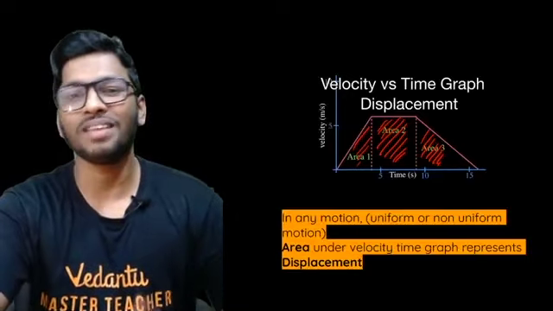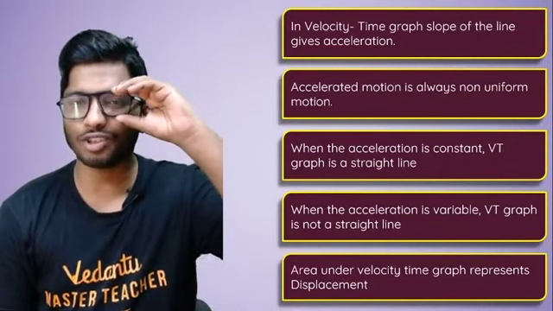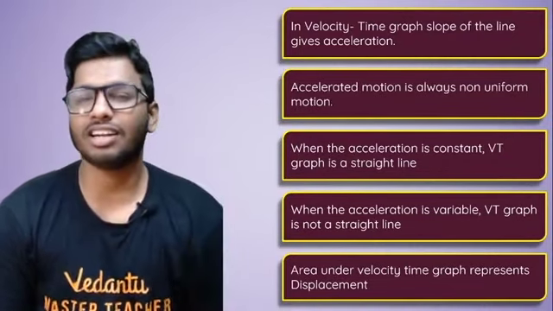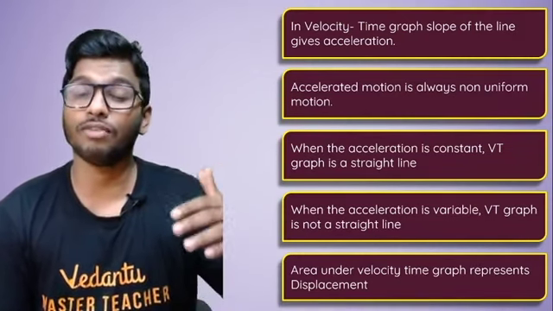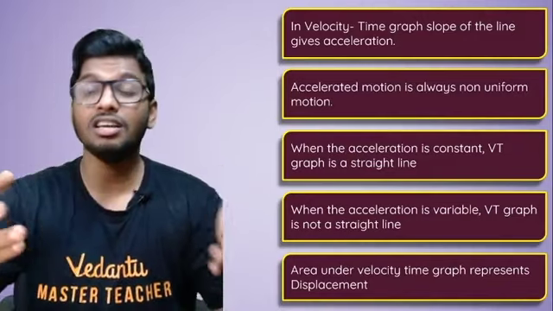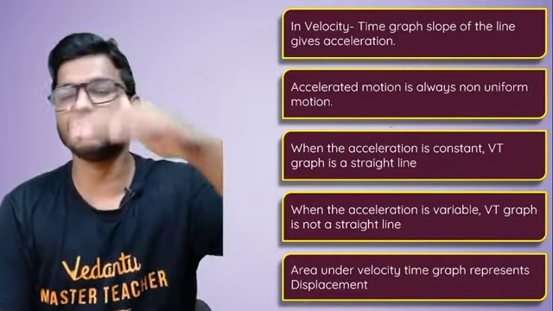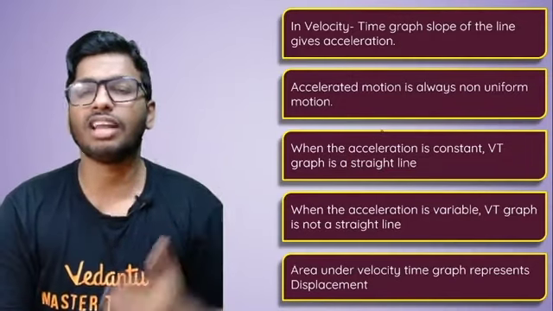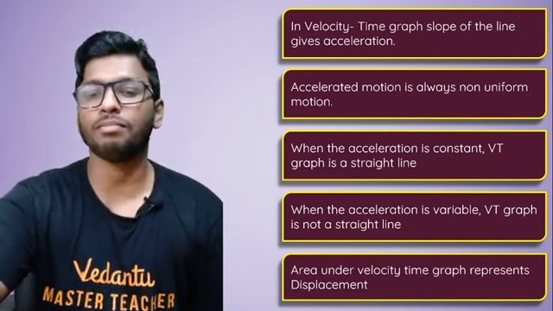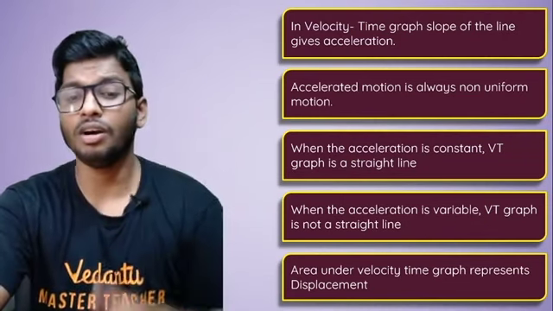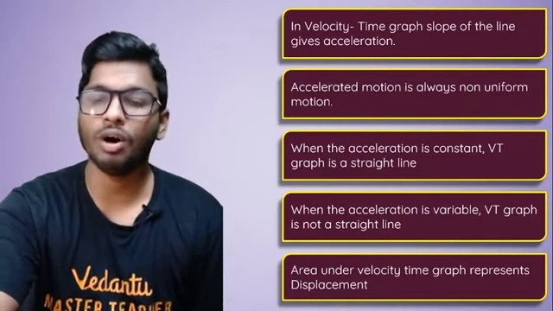As simple as that. Okay, so with that said, what do we understand so far? In a velocity time graph, the slope gives you the acceleration. Acceleration is not always uniform. If the graph is a straight line, then you can say that it's uniformly accelerated. If the graph is not a straight line, then it is variable acceleration. And apart from that, we also saw that the area under the velocity time graph represents the displacement. That is what we saw in today's session.